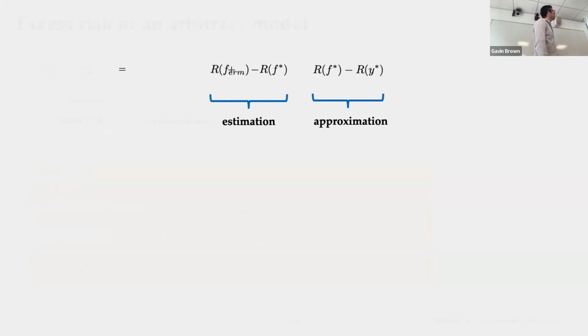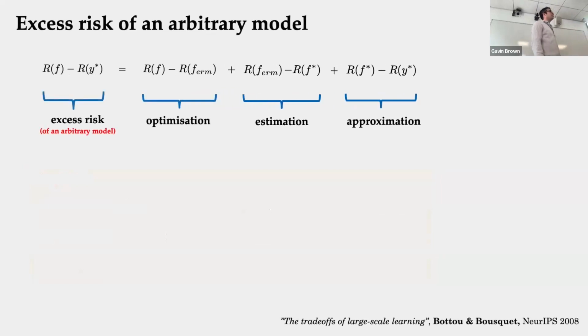So we can add in, just adding and subtracting some terms, the optimization component. This came from a piece of work by Bottou and Bousquet in NeurIPS 2008. It's quite a well-known three-term decomposition. I did mention it earlier on, that green component.